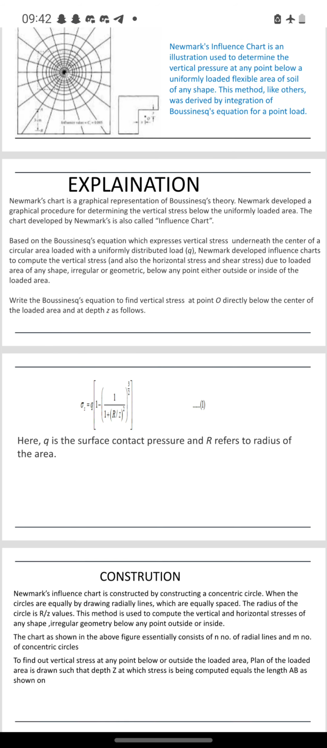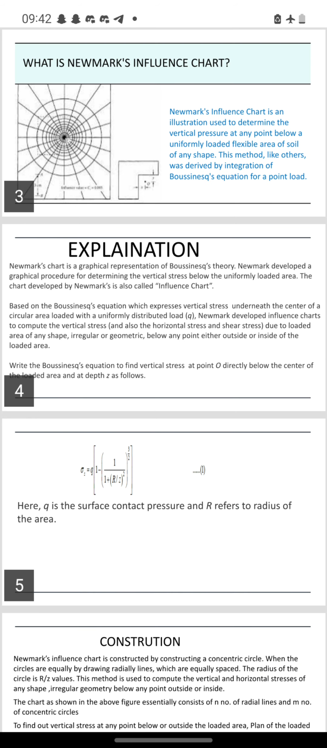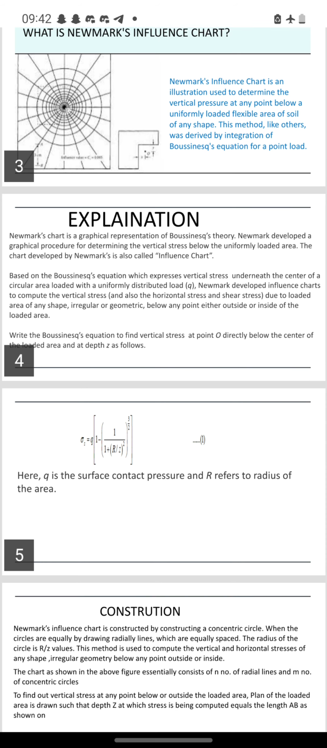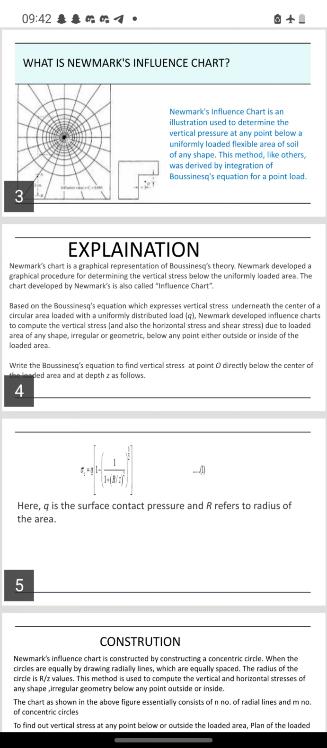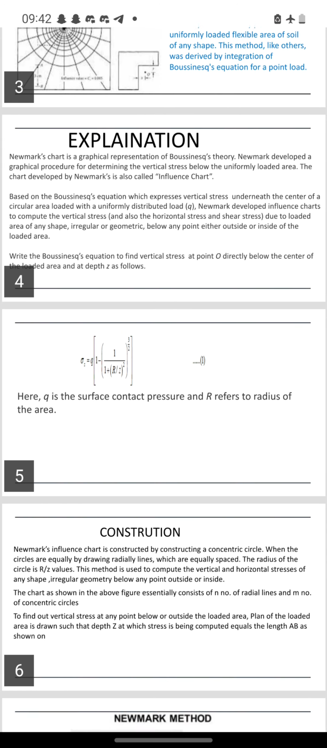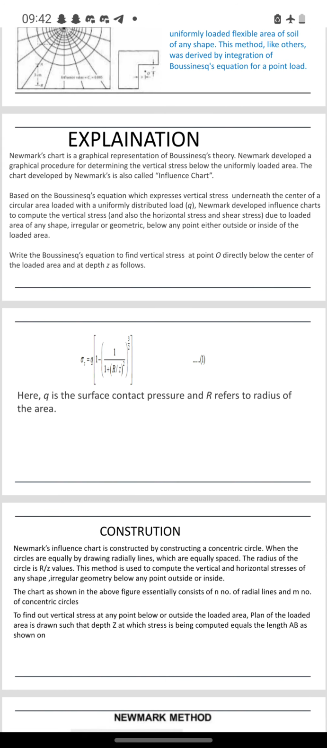Write the Boussinesq equation to find vertical stress at a point O directly below the center of the loaded area at a depth of z as follows. Here Q is the surface contact pressure and R is the referred radius of the circle.